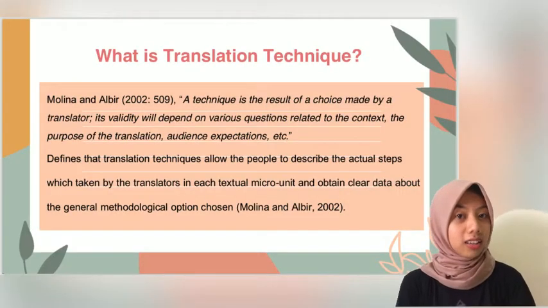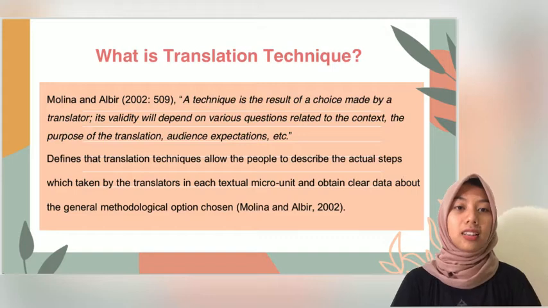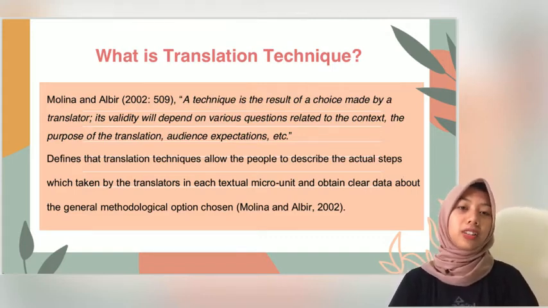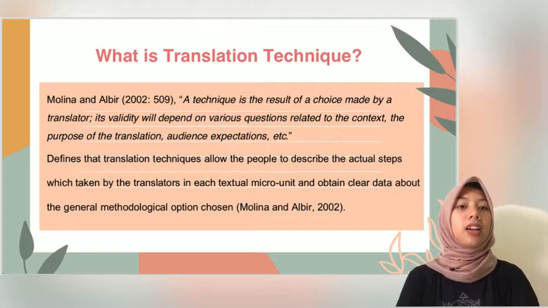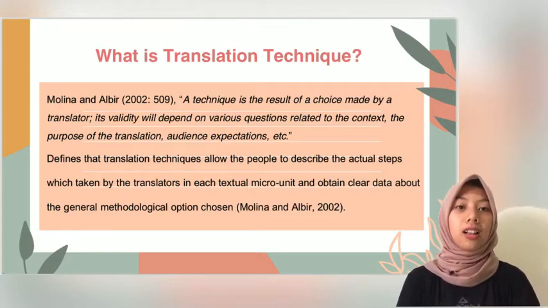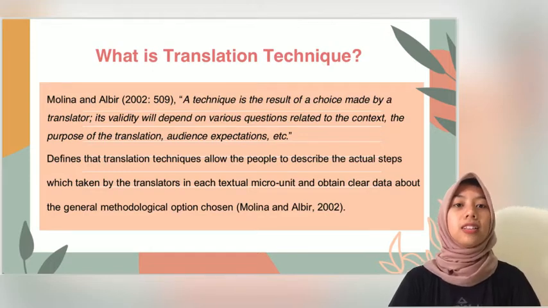What is translation technique? Molina and Albir said that a technique is the result of a choice made by a translator. Its validity will depend on various questions related to the context, the purpose of the translation, audience expectation, and others. They define that translation techniques allow people to describe the actual steps taken by translators in each textual microunit and obtain clear data about the general methodological option chosen.